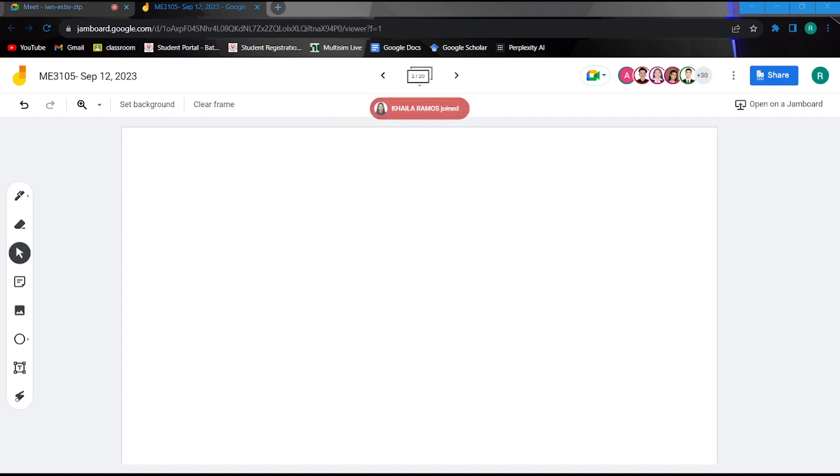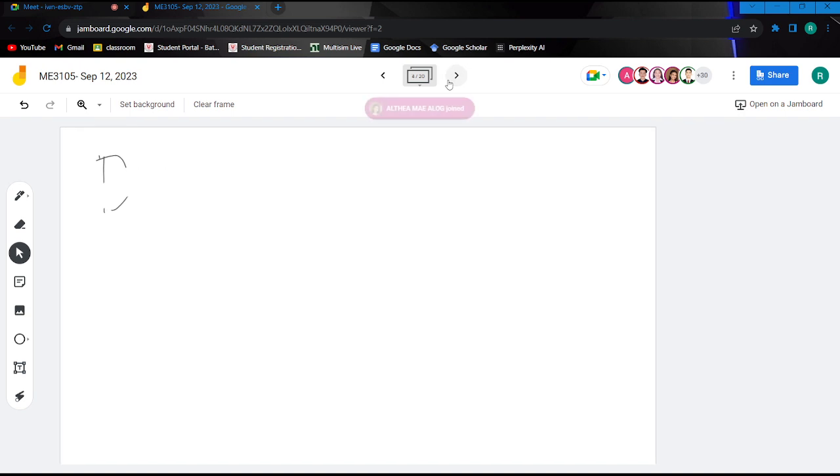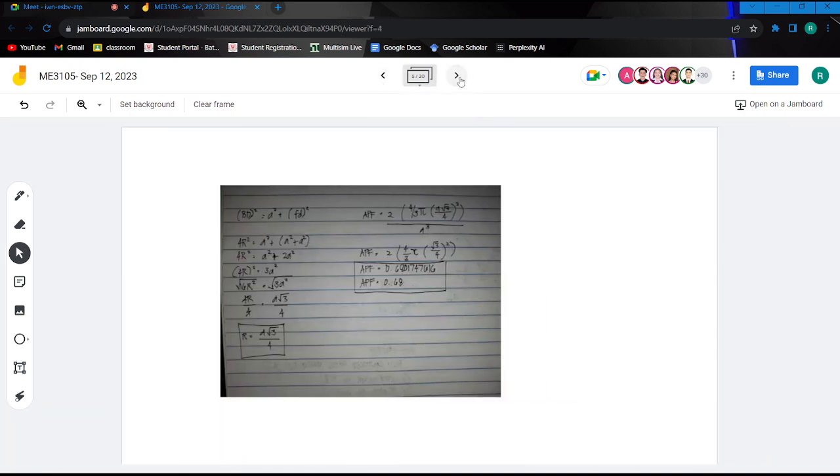Pwede pong i-paste na lang, pwede po naman dito rin kayo magsulat. Parehas lang po yun. Okay? So, ang gagawin lang po natin, you use the Pythagorean theorem in evaluating A and R.